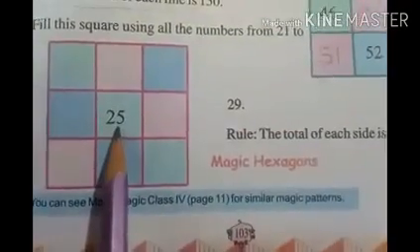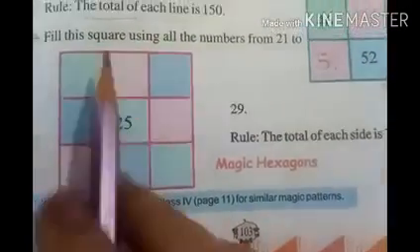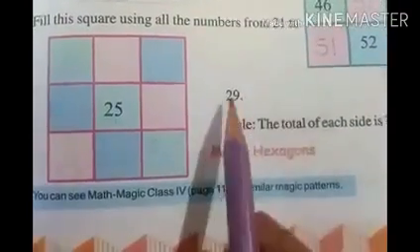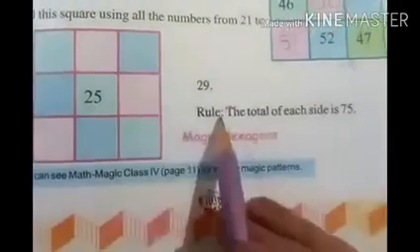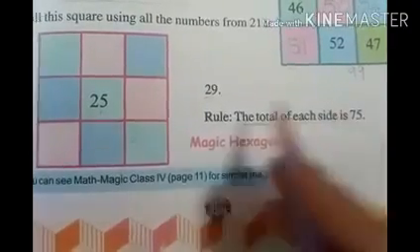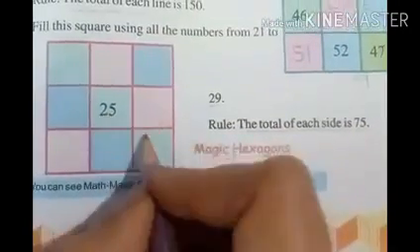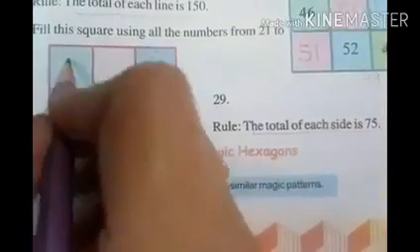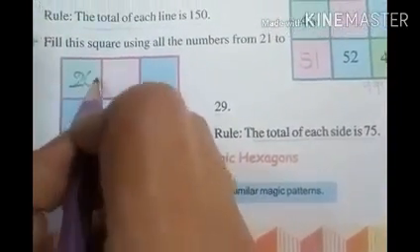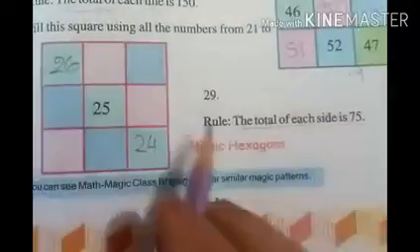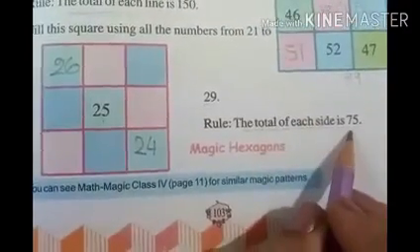Only one number is given, but 2 things are given to you. Fill this square using all the numbers from 21 to 29, and the rule is the total of each side is 75. So suppose here it is 25, so I can put here 24, and if I put here 26, then 26, 25, 24, the sum becomes 75, our rule.